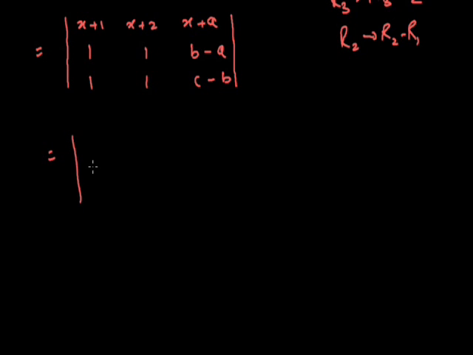So x plus 1, x plus 2, x plus A; 1, 1, d; 1, 1, d. Now if two rows are identical, then the value of the determinant is 0. So it is equal to 0. Hence proved.